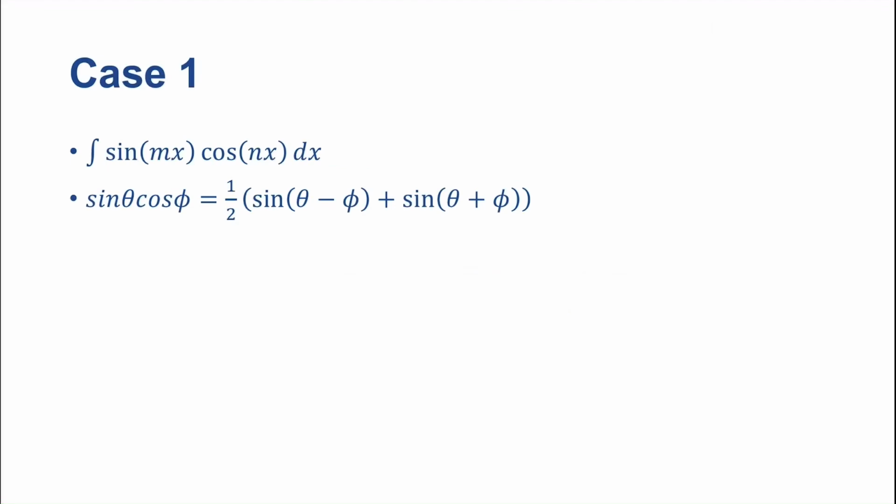So we have the sine of theta times the cosine of phi equals 1/2 times the sine of theta minus phi plus the sine of theta plus phi. And of course, I would hope that you remember your identities from trigonometry, your sum and difference identities for the sine and cosine functions, because that will become pertinent fairly soon. Okay, so let's move on to case 2.